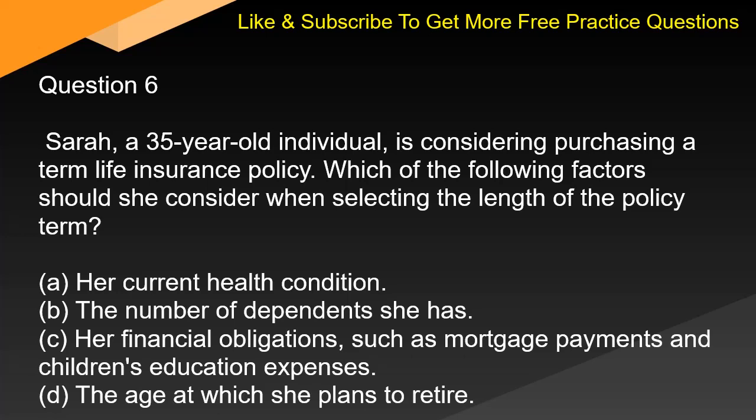Question 6. Sarah, a 35-year-old individual, is considering purchasing a term life insurance policy. Which of the following factors should she consider when selecting the length of the policy term? A. Her current health condition. B. The number of dependents she has. C. Her financial obligations, such as mortgage payments and children's education expenses. D. The age at which she plans to retire.